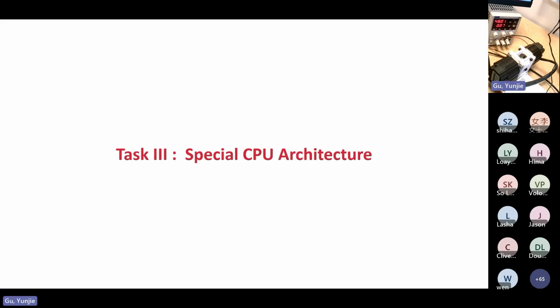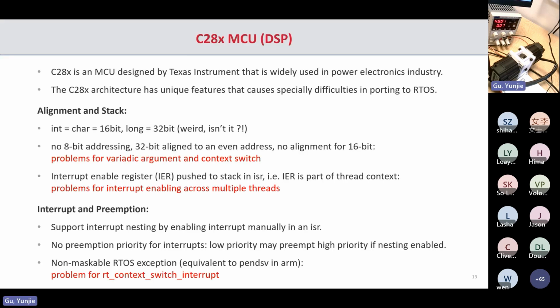So this is the second challenge, and the third one is about the special CPU architecture. For example, the C28, which I mentioned, is a very weird device. The first problem is about the alignment of the address. For 16-bit variables, there is no alignment. There is only alignment for 32-bit, and this causes huge troubles for us in porting.